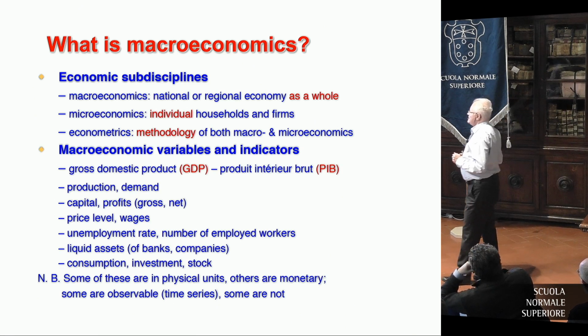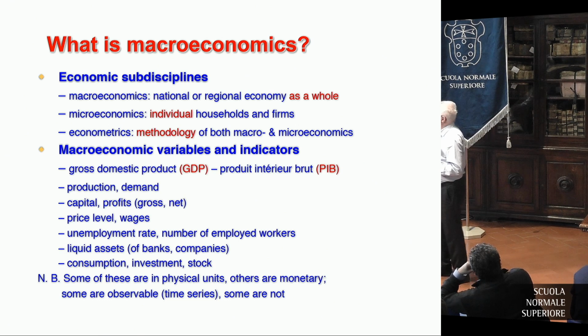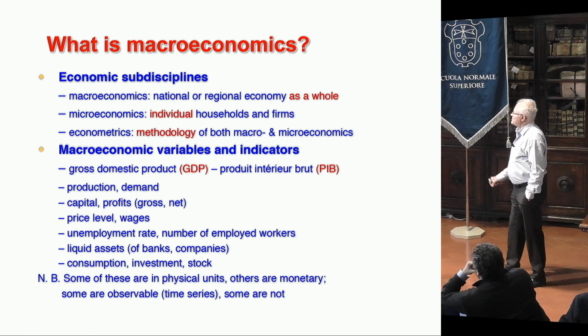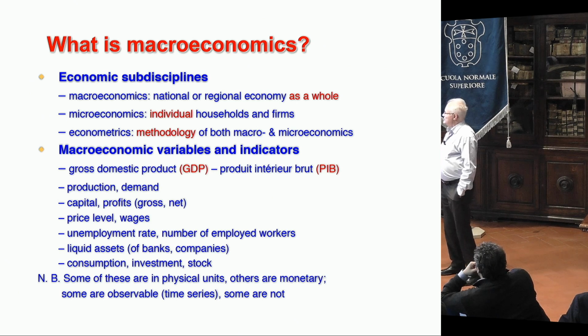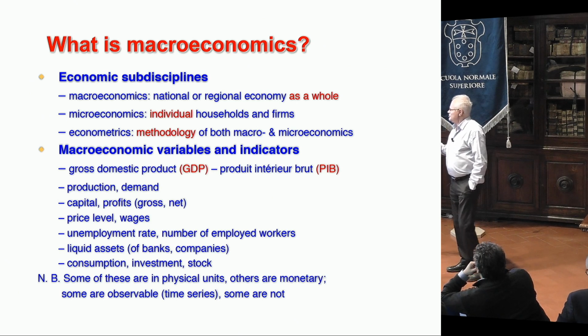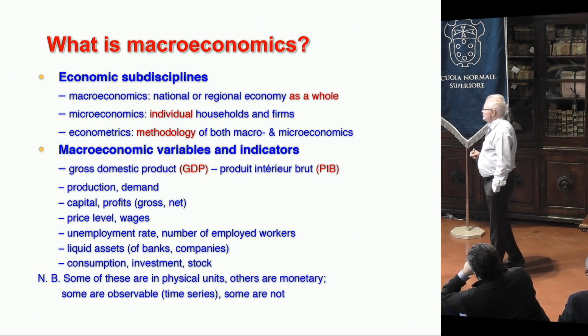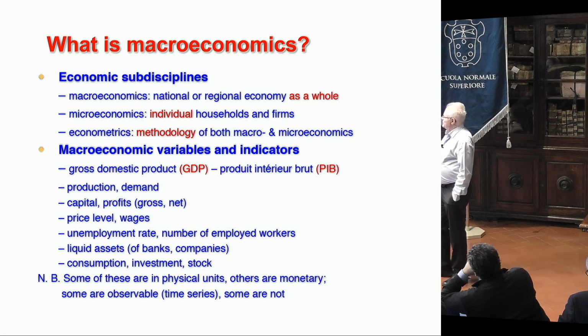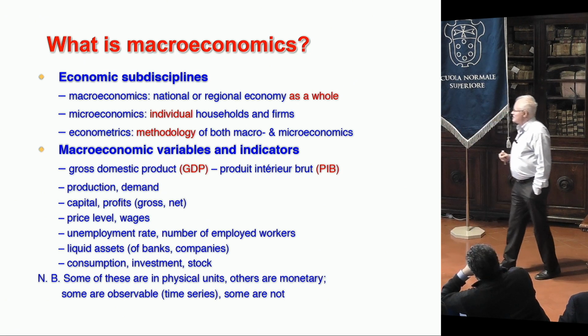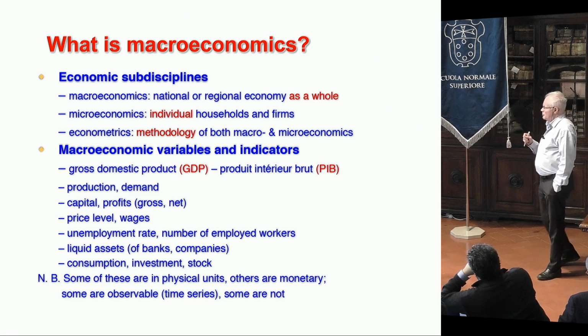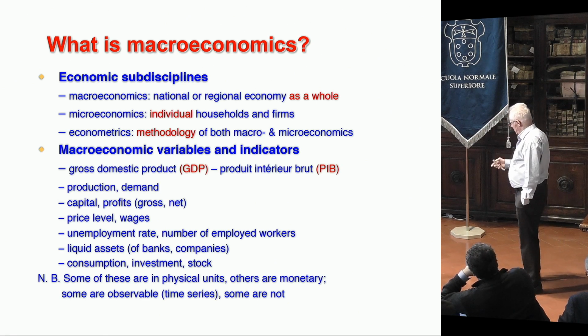So what is macroeconomics? Well, as I said, there are these subdisciplines: national or regional economy as a whole, individuals, households, and firms, and the methodology of both macro and microeconomics. Macroeconomic variables and indicators are something about which everybody has heard: gross domestic product, GDP. When I give the talk in France, I remind them this is Produit Intérieur Brut, PIB. Production, demand, capital, profits, gross, net, price level, wages, unemployment rate, etc. Some of these are in physical units, others are monetary, some are observable as time series, and some are not.